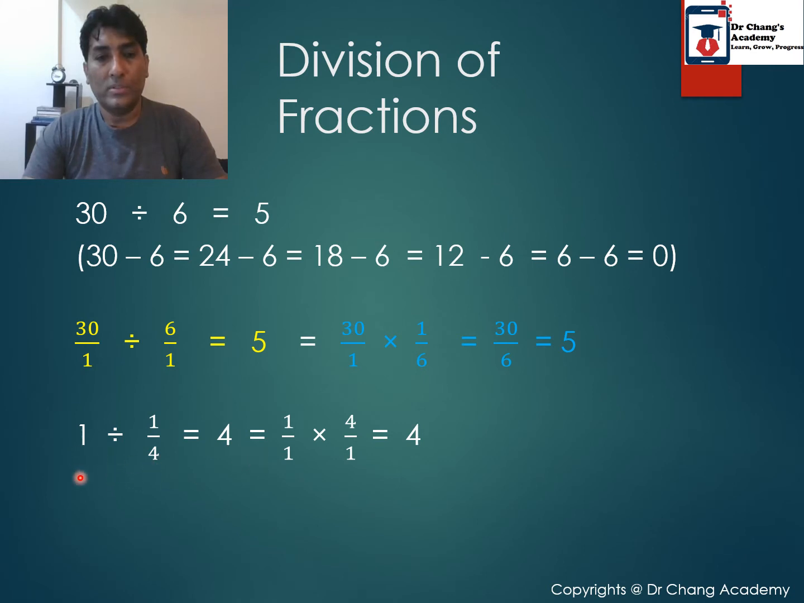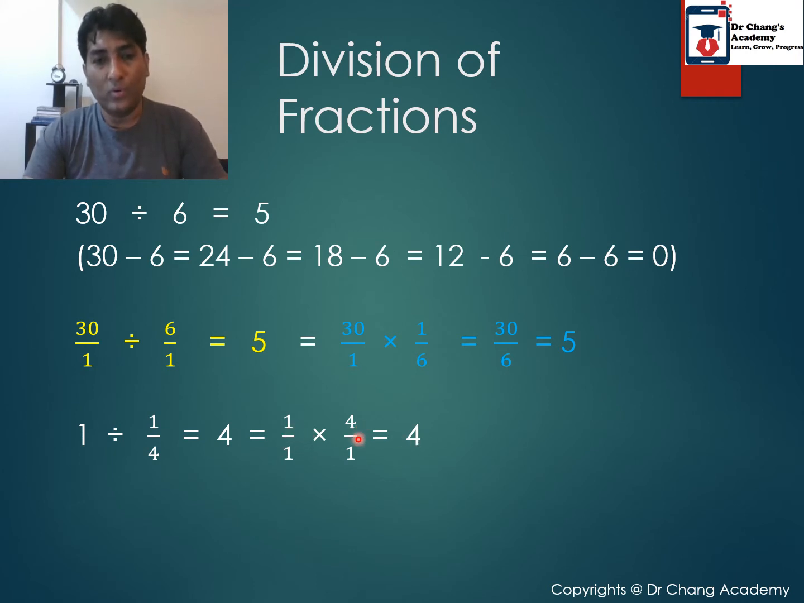Now changing this division into multiplication using the method we used here, we replace this divisor by its multiplicative inverse. Its multiplicative inverse is 4 over 1, and this is 1 over 4 or 1/4. We put the denominator in the numerator and the numerator into the denominator, and it becomes the multiplicative inverse. So this way we change the problem into multiplication, and that gives us the same answer.